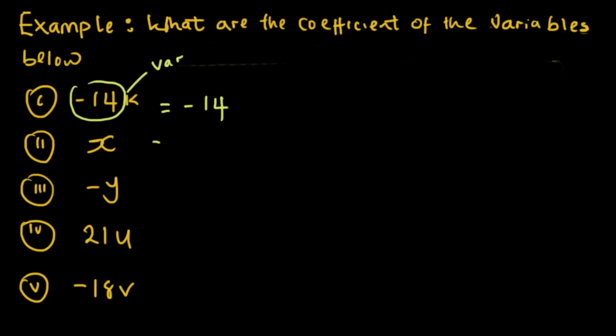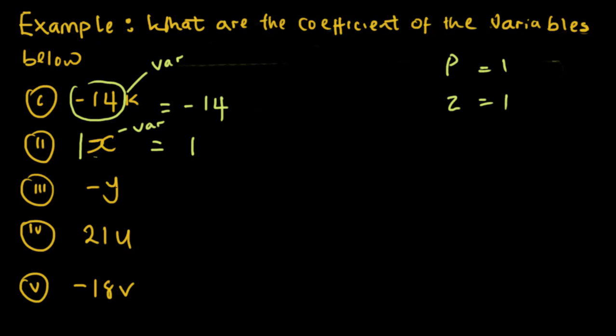So let's move to I, we have x. X is the variable, so the question is, what's the coefficient? Now it's like there's an invisible 1 here. Does that make sense? Because 1 times x is x, so the coefficient of x in this case is 1. Do you understand? The coefficient of p will be 1. The coefficient of z will be 1.